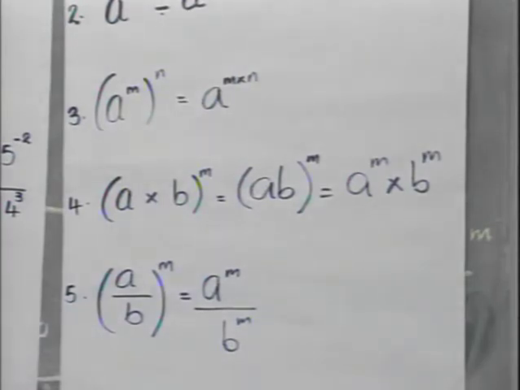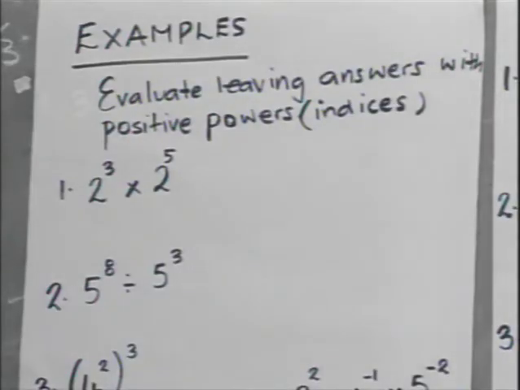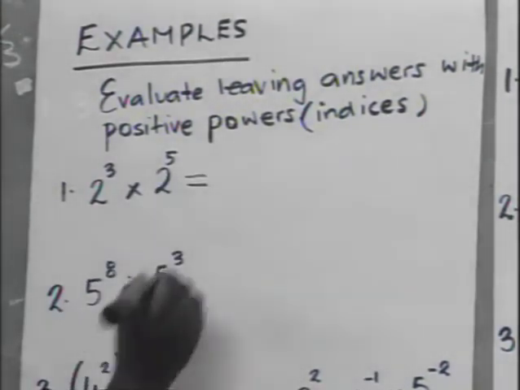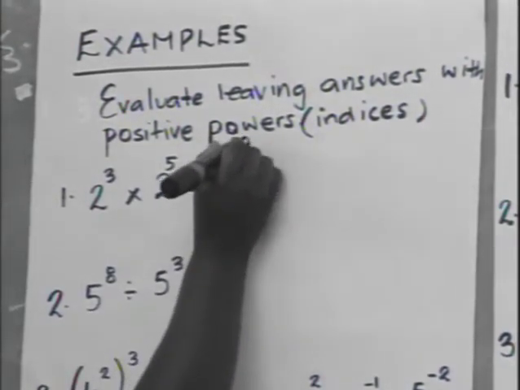Okay, examples. 2 to the power of 3 times 2 to the power of 5. If you were to evaluate leaving your answer with positive powers or with positive indices, what's the answer to example 1? 2 to the power of 8.